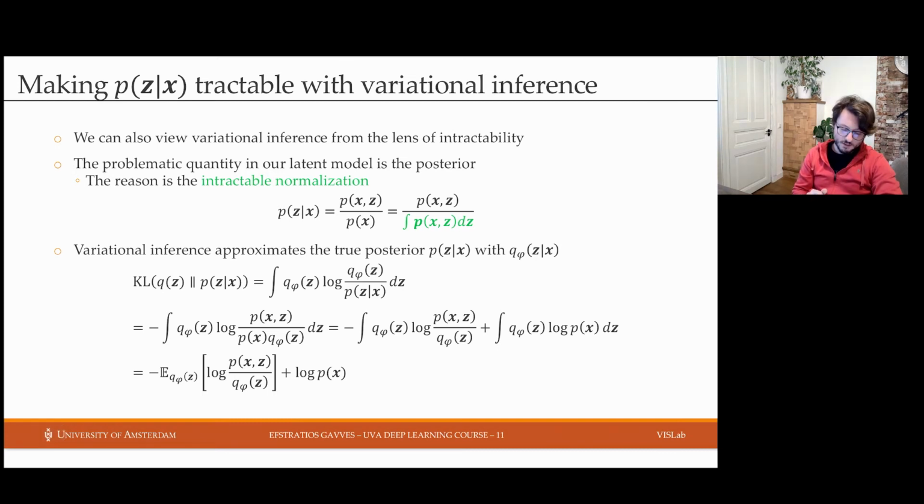This is what variational inference does. This is variational inference, where we're trying to replace a quantity that we cannot easily compute with a distribution that is much easier to compute, and optimizing the parameters in a way that our approximation is as close as possible to the true one. So we can actually repeat the same formulation from a different point of view.